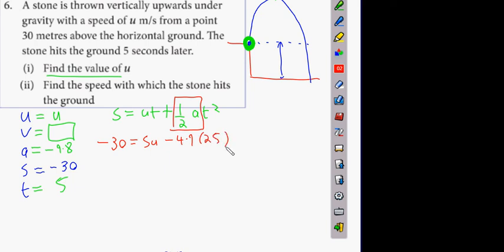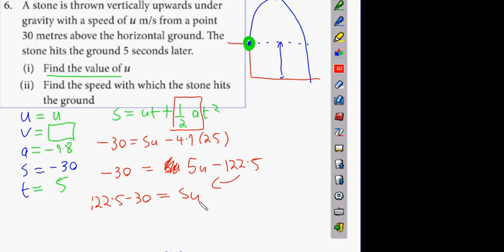Could somebody do me the favour of telling me what 4.9 times 25 is? 122.5. Yeah. Minus 122.5. Bring it over to your side and add it to the 30. So it's going to be 122.5 minus 30. It's 5u. Take away 30 and then divide by 5 and tell me what u is. 18.5. 18.5 sounds like a clean number.